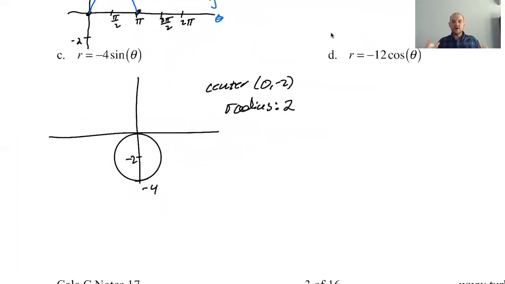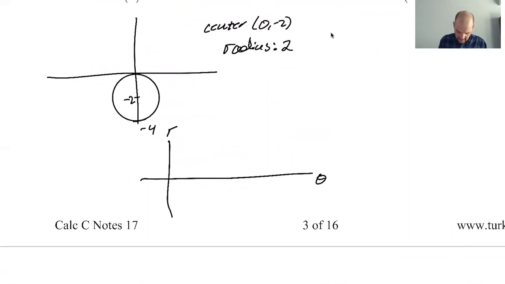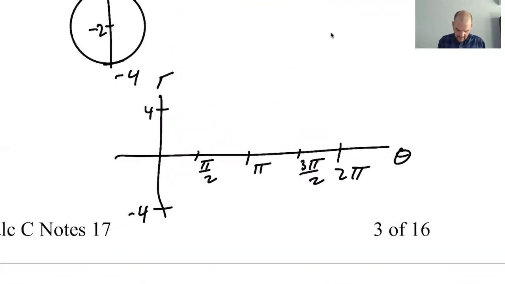Now, where are you and when? For this, it's a little bit different. So let's graph it in rectangular, theta and r. It's -4 sine. So it's going to go 4, -4, 2 pi over 2, 3 pi over 2. Okay. 0, you're here, then here, then here. So you get this.